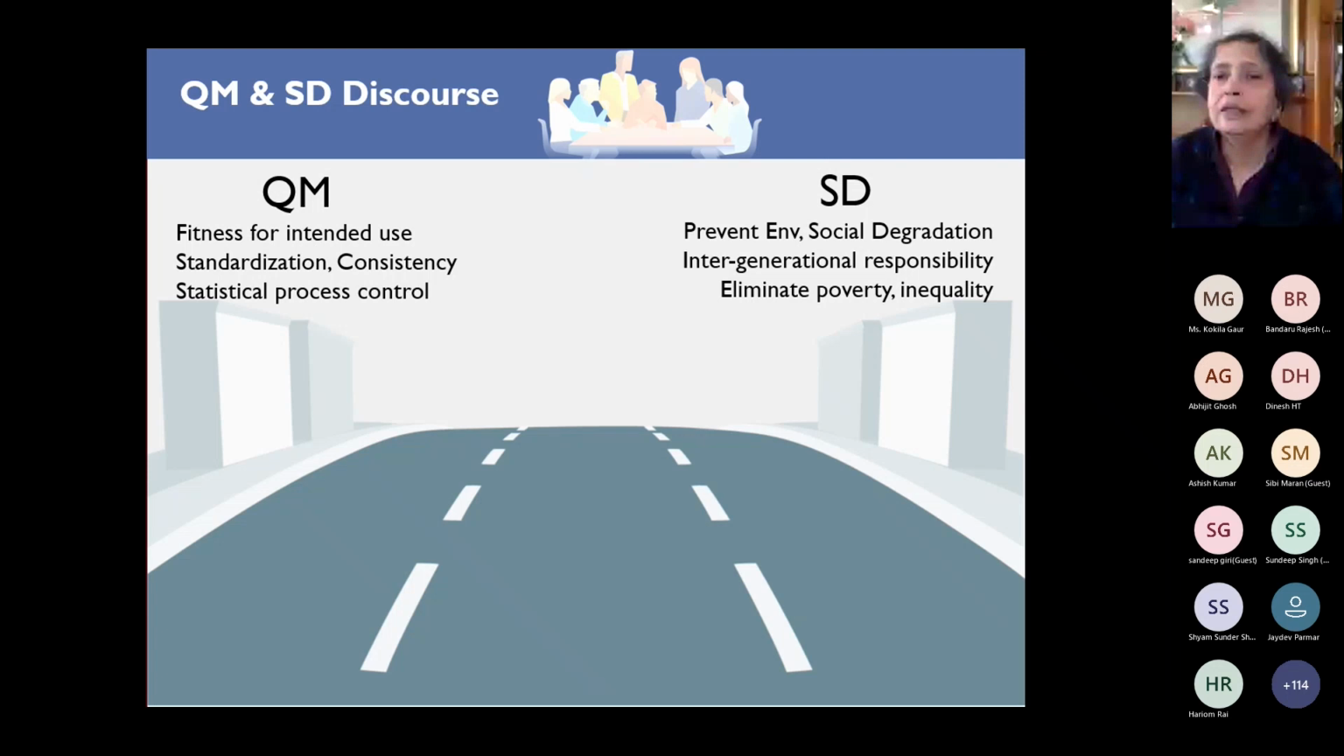Now, if we look at the sustainable development discourse in this way, it is very far removed from the quality management discourse, the 3 points that I talked about. But let's see how we can move forward and see how quality management and sustainable development can go together, and organizations can take advantage of both paradigms.